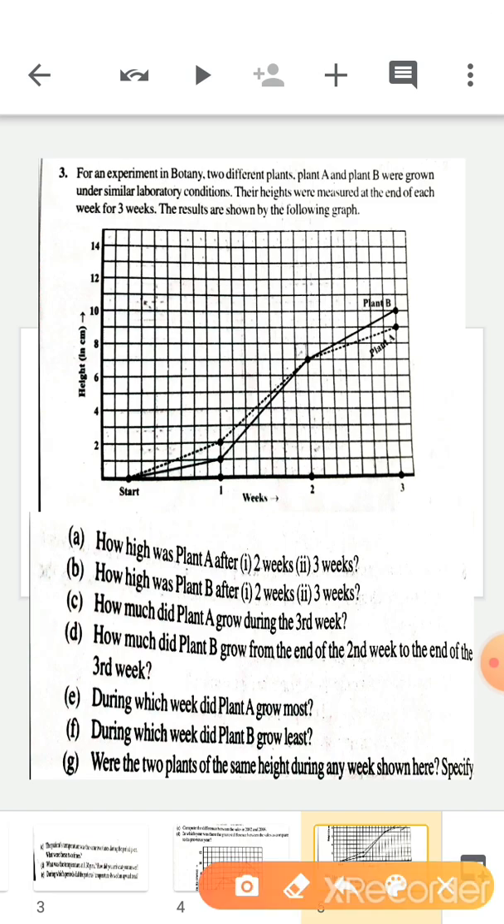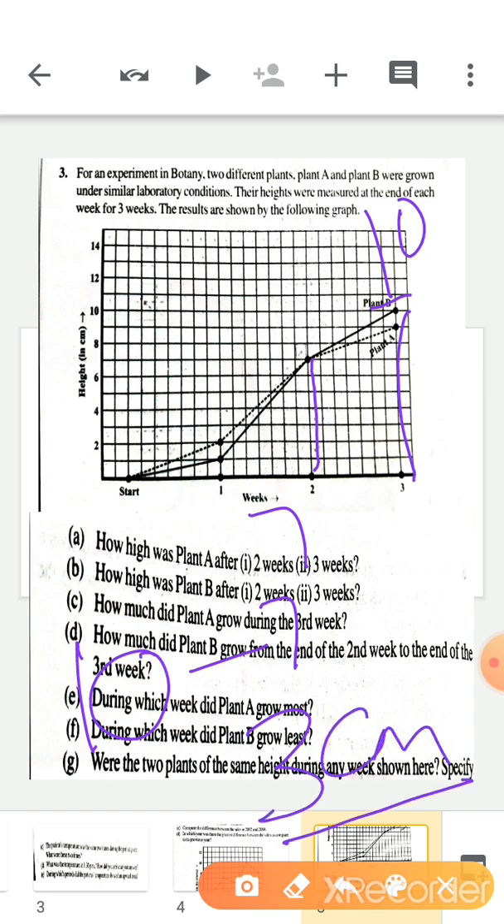Okay. Now how much did the plant grow from the end of the 2nd week to the end of the 3rd week? What we need to find is the end of the 2nd week. At the end of the 2nd week, plant B is at 7. At the end of the third week, plant B is at 10. So now 10 minus 7 means 3 centimeter. So the difference will be 3 centimeter.